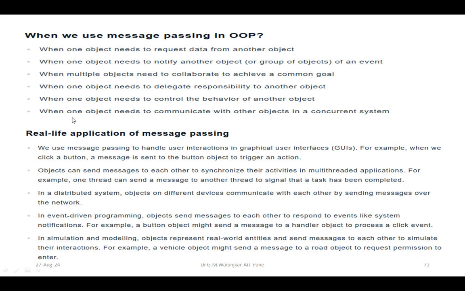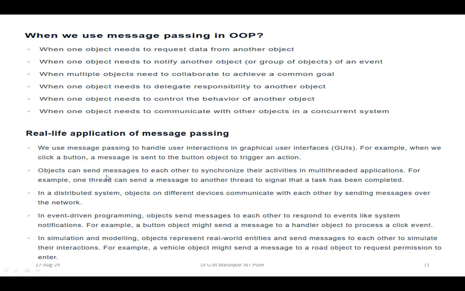When one object needs to communicate with other objects in a concurrent system, that time also you are supposed to use this concept of message passing. Then look at real life applications with respect to message passing. In graphical user interfaces, we can use this message passing concept. For example, you can take a web-based application or any event-driven programming. When we click a button, a message is sent to the button object to trigger an action. So event-driven programming is one example: on a click, that is nothing but an event. On that particular click event, you are passing some information to the underlying code.